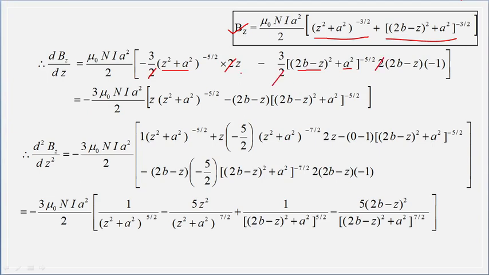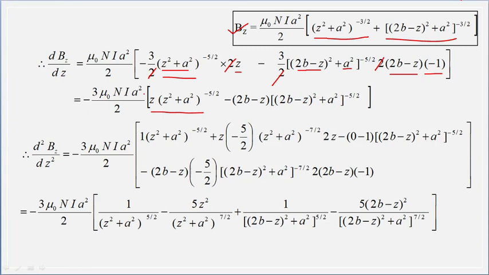And minus 3 we take it out. So what remains in the first term is this z, and this z into (z square plus a square) raised to minus 5 by 2. Then what remains here is this minus sign. See, this minus sign is there. So minus sign. Then (2b minus z) into (2b minus z) square plus a square raised to minus 5 by 2. This term we get.